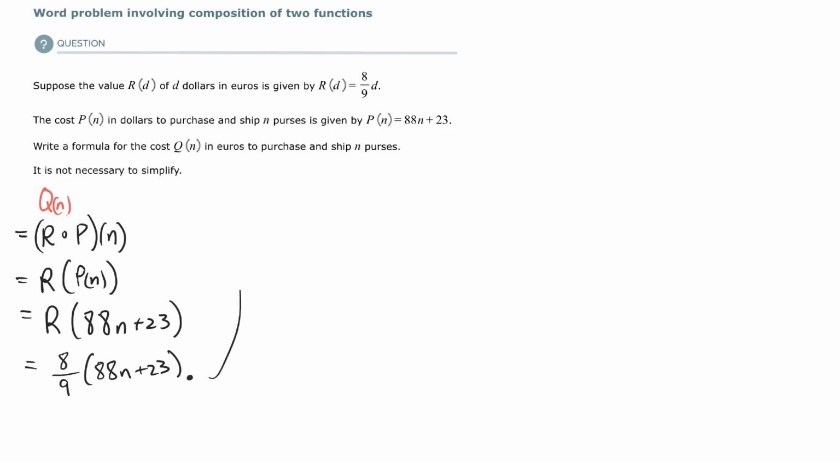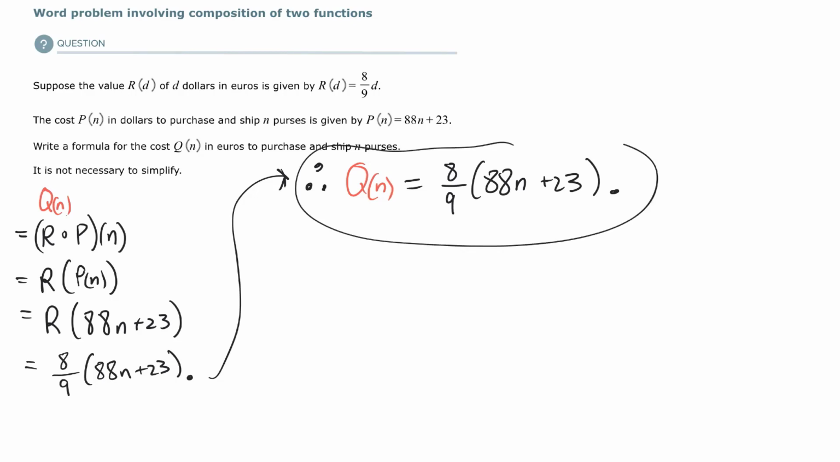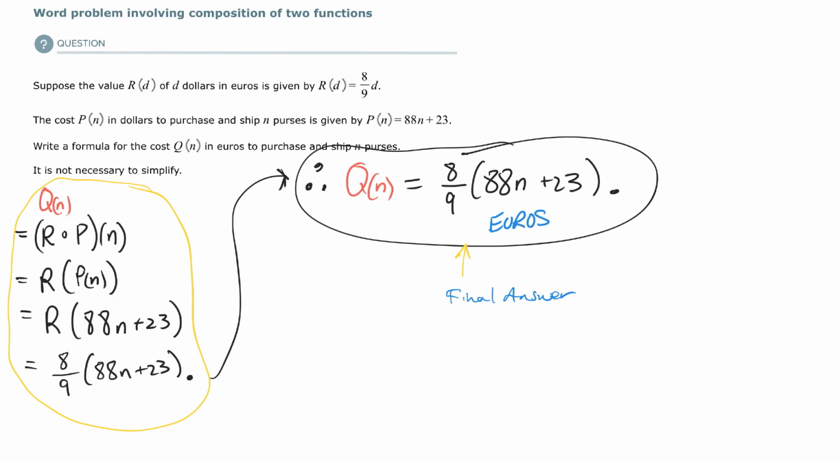What is our new formula? Therefore, Q of N is going to be this model here, this linear model. 8/9 times the quantity 88N plus 23. You might as well circle your work too. And that is right here, your final answer. Oh, I forgot something. I forgot to put the units here. Make sure you put the units. Our final answer actually has the units of euros.